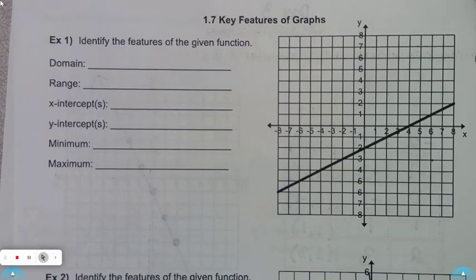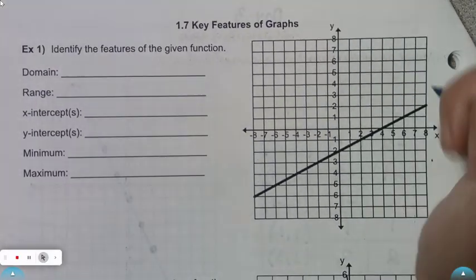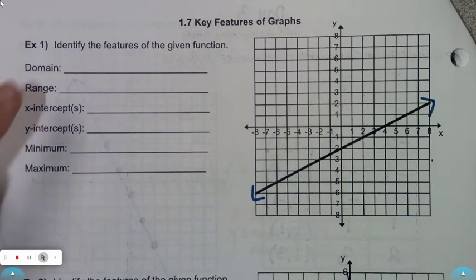So one thing you want to notice is that whenever you're given some type of graph like this, sometimes the arrows don't print right. So we are going to add our arrows. And now we can answer some key characteristics.